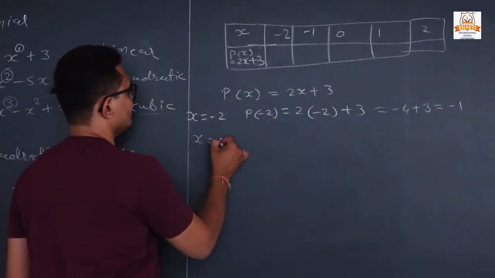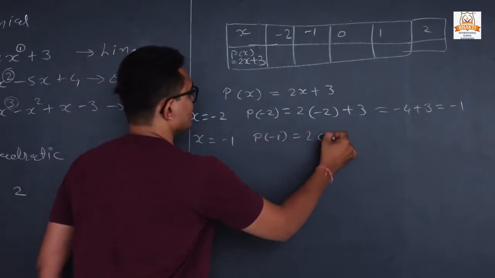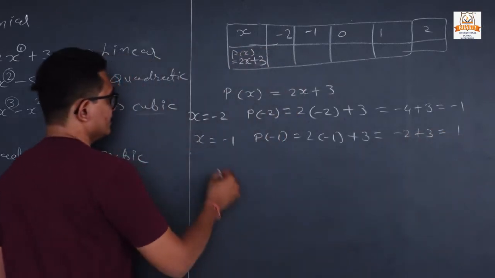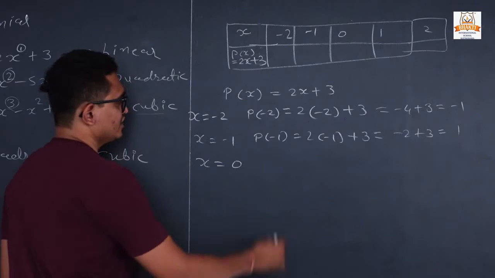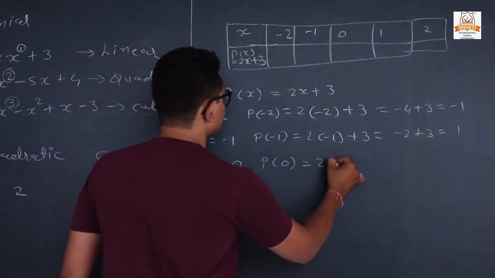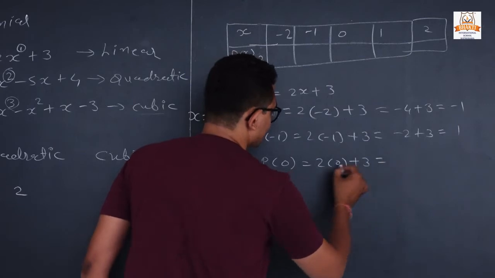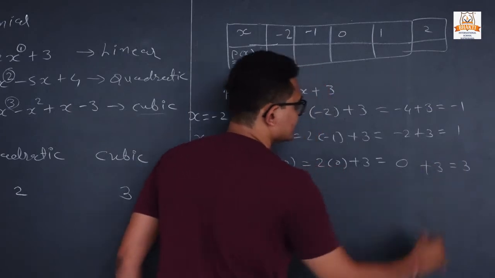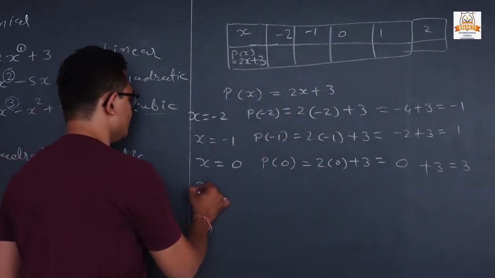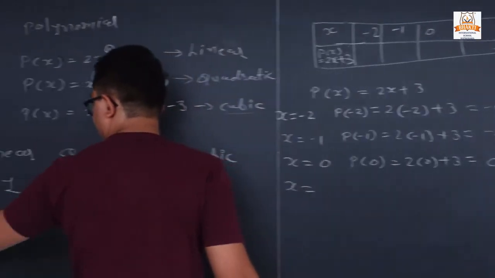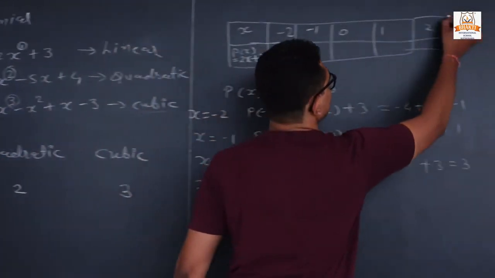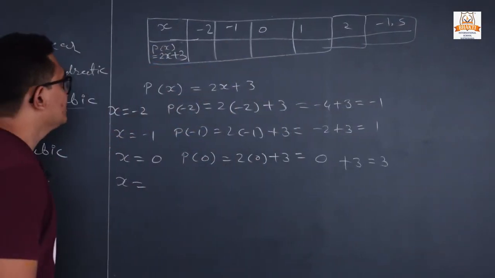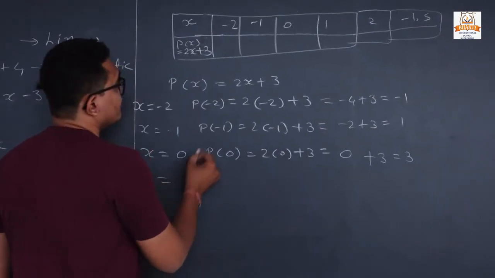Next, x is replaced with minus 1. So 2 in bracket minus 1 plus 3. So minus 2 plus 3, so it will be plus 1. Then x is equal to 0. So p of 0 is equal to 2 in bracket 0 plus 3. So 2 into 0 is 0, plus 3. So the answer is 3. We can also put a value like minus 3 by 2.